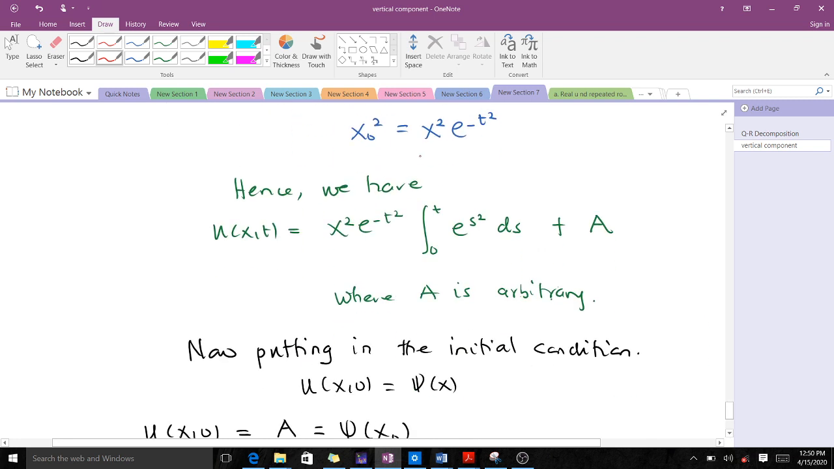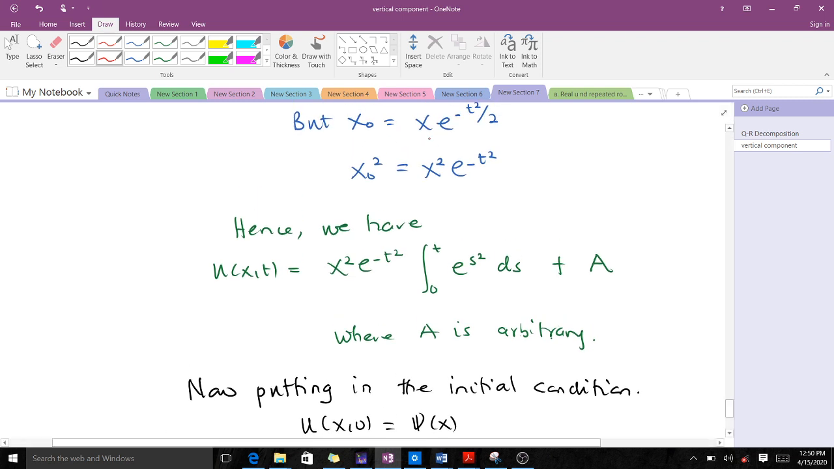But note that our x naught is equal to x e^(-t²/2). That's from solving our second characteristic equation. So when we square it, you're going to get the square of it to be this here. Alright, so now when you make the substitution, instead of our x squared, we put this one here. So we have u of x, t equal to x squared e^(-t²) and whatever is here. So you realize that this becomes our general solution, where our a here is an arbitrary constant. So now we have to put in our initial condition to find the a.